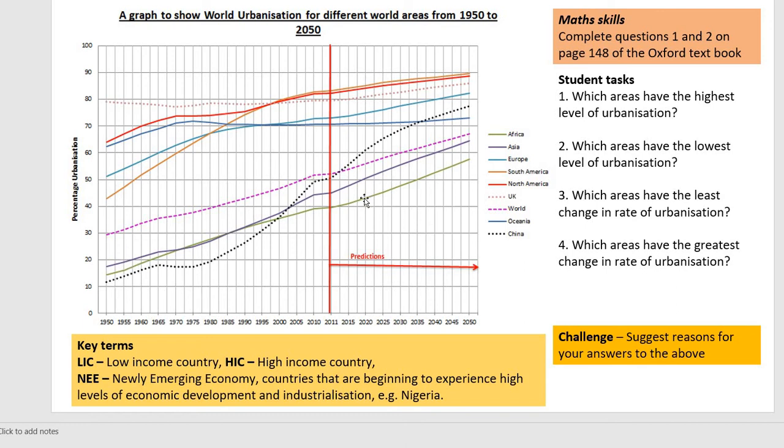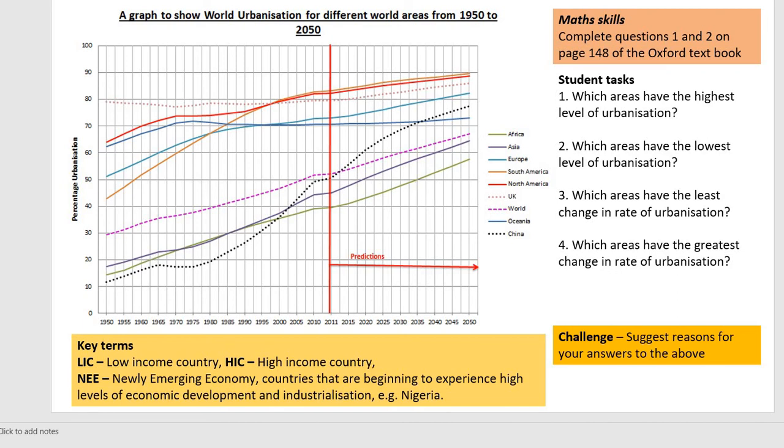But generally speaking, if we are looking at patterns and we are trying to give explanations, we can say that the HICs have high levels of urbanisation but lower rates of change, whereas LICs and NEEs have lower levels of urbanisation but higher rates of change.